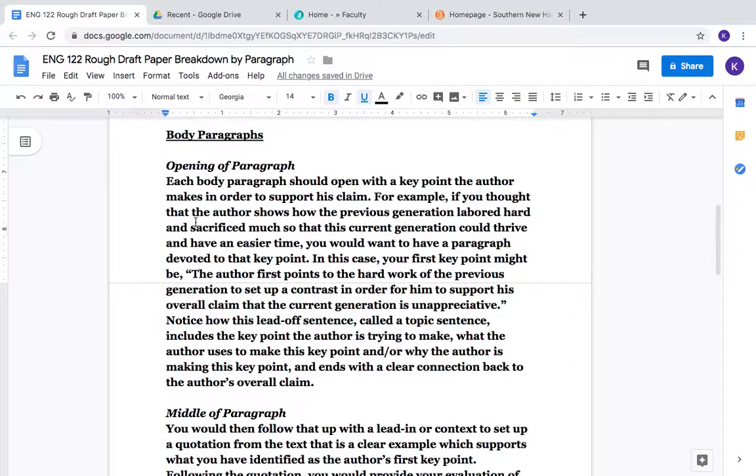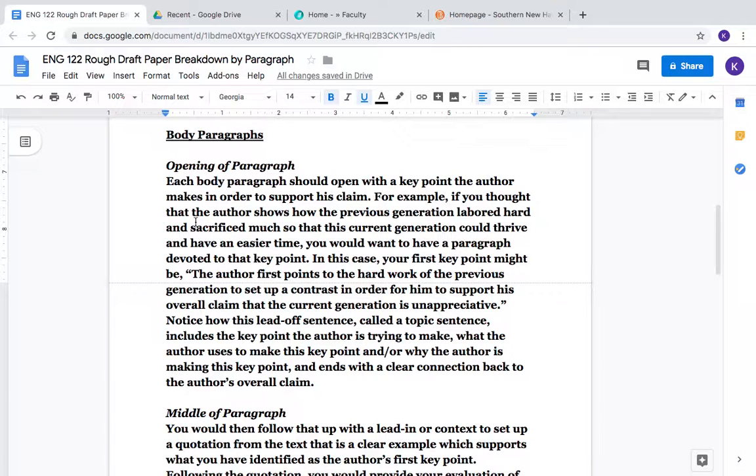Opening of your first body paragraph, and this is true of all body paragraphs. You're going to open for this paper with a key point that the author makes in order to support his claim. And again, you want to infuse it with an evaluation on your part of how effective you think the claim is in the grand scheme of the paper. For example, if you thought that the author shows how the previous generation labored hard and sacrificed much so that this current generation could thrive and have an easier time, you would want to have a paragraph devoted to that key point.